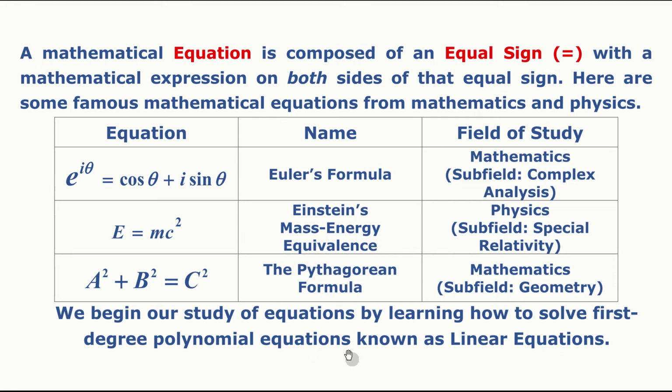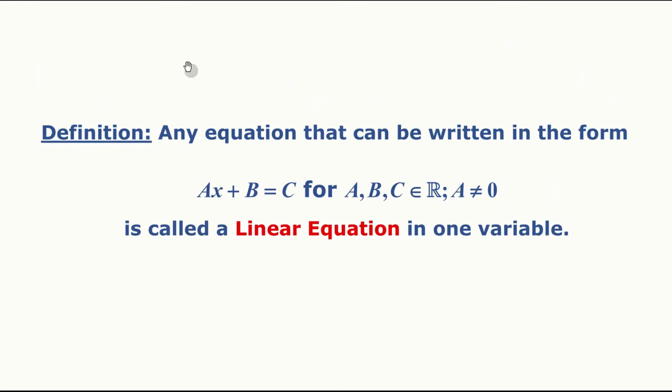We're going to go ahead and begin our study of equations by learning how to solve first-degree polynomial equations known as linear equations. Any equation that can be written in this form is basically a linear equation. The only restriction here being that a, which is the coefficient of x, should not be 0. These other two may or may not be 0. And these kinds of equations are called linear equations on one variable.